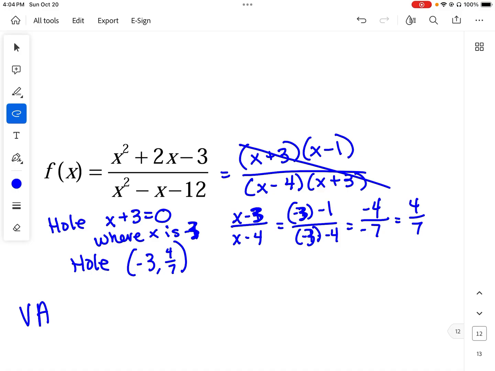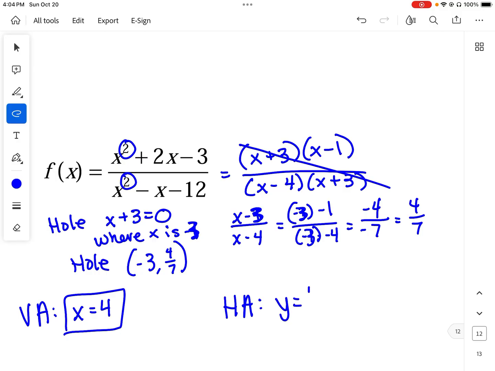Then our vertical asymptote is, we look at our denominator, so it's at x equals 4. Horizontal asymptote. They are the same exponents, so it's 1 over 1, so y equals 1.